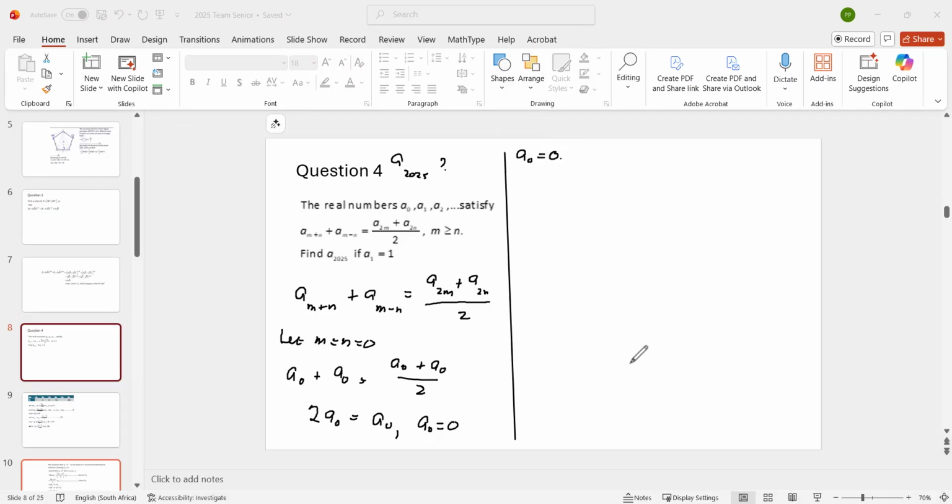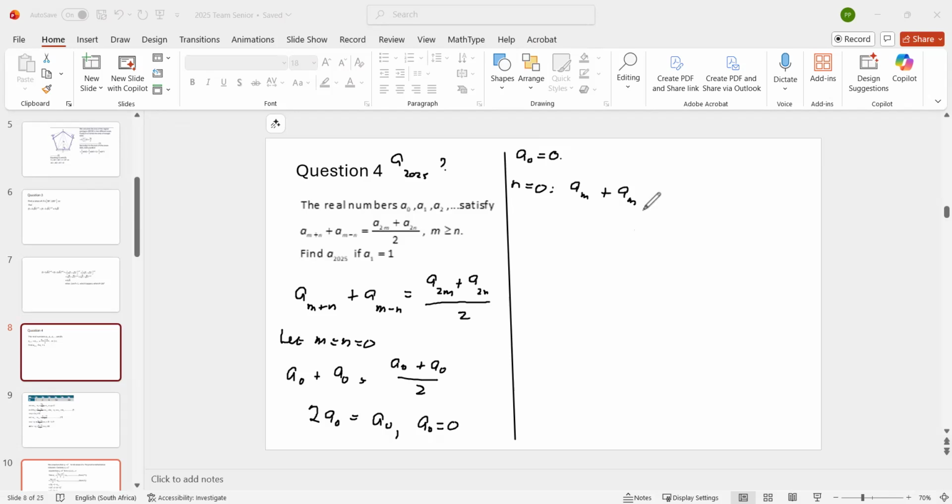It's equal to 0. Now what I'm going to do is I'll make n equal to 0, then I'll have a_m plus a_m. That's a nice thing to substitute. Let n be equal to 0. And on the left-hand side, you have a subscript m plus a subscript m.